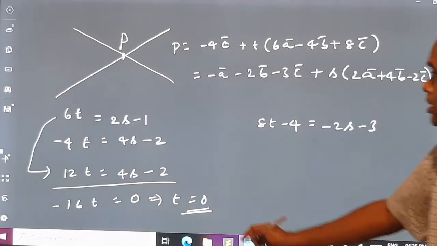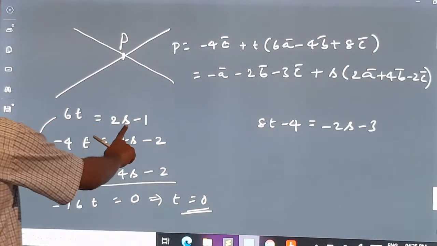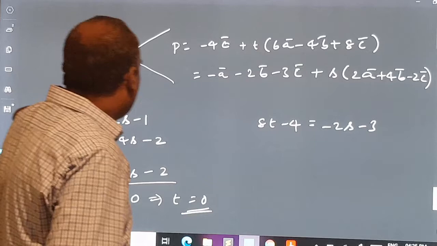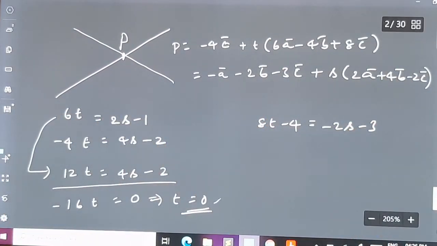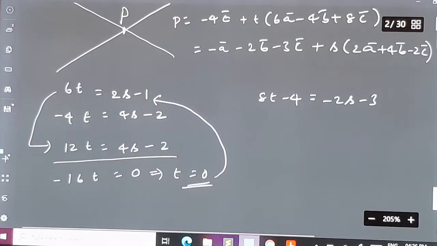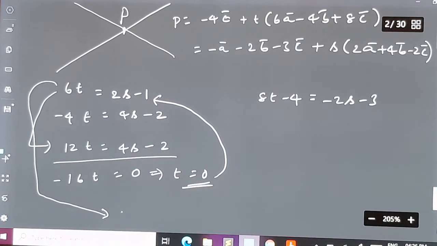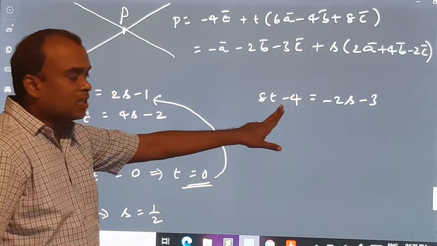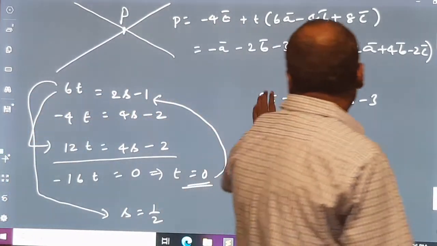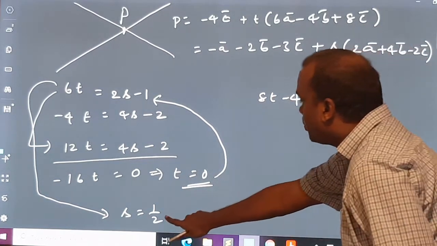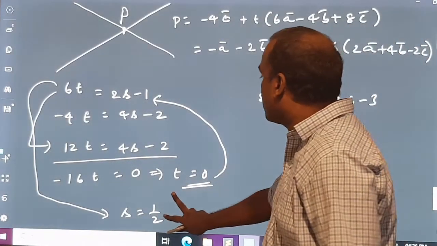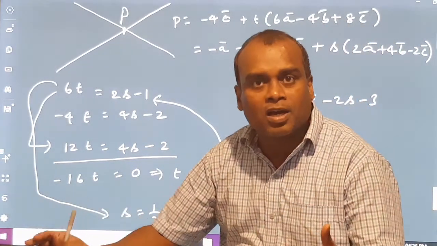Understood? Now using t equal to 0 over here, I am getting s equal to 1 by 2. Put that value of t equal to 0 in here and from that you will have s equal to 1 by 2. You got both the values of t and s. Now let us see whether these values satisfy this equation or not. Putting t equal to 0, LHS becomes minus 4 and putting s equal to 1 by 2, RHS is also minus 4. So these values are satisfying this. That means the lines are intersecting.